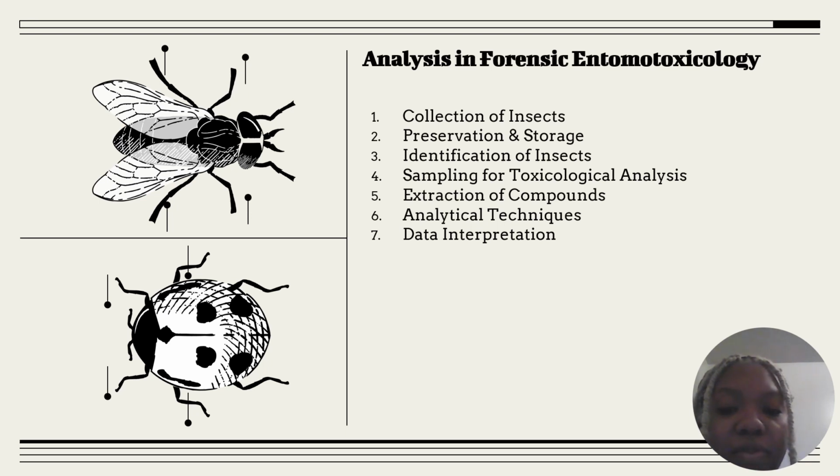The samples are taken from the gut where the undigested contents may contain traces of toxins. Extracted compounds are subjected to analytical techniques such as the ones used in the case study I'm going to talk about. Those techniques are liquid chromatography, tandem mass spectrometry, and liquid chromatography quadrupole time-of-flight mass spectrometry. They are used to provide detailed information about the presence, type, and concentration of the toxins found.